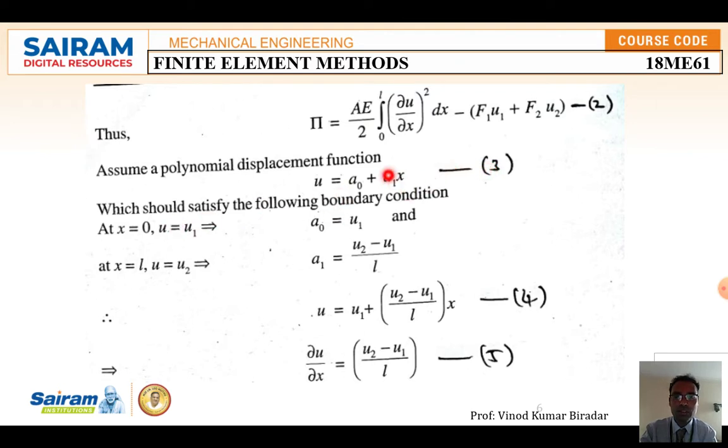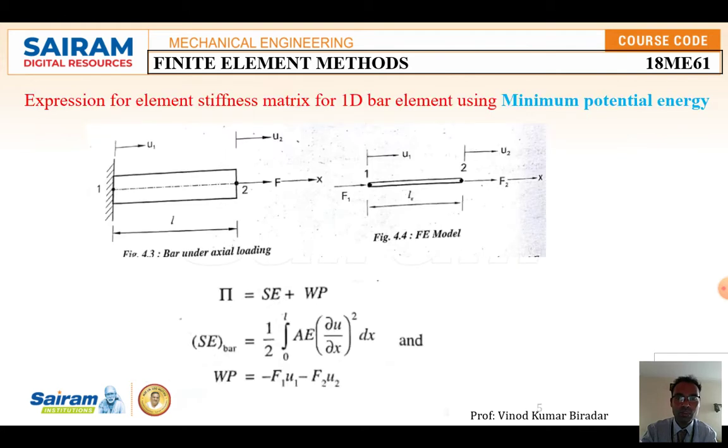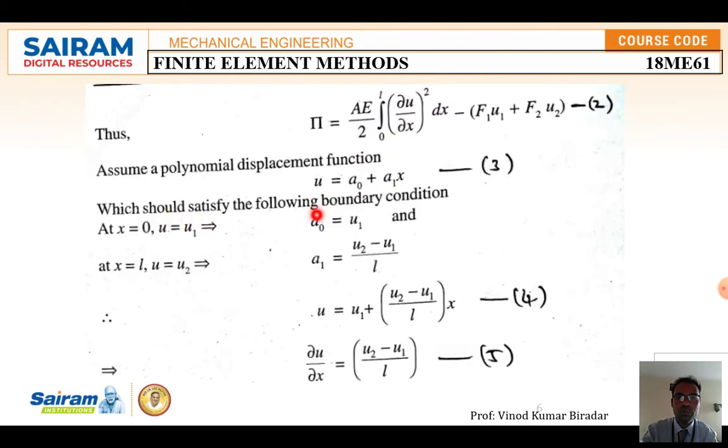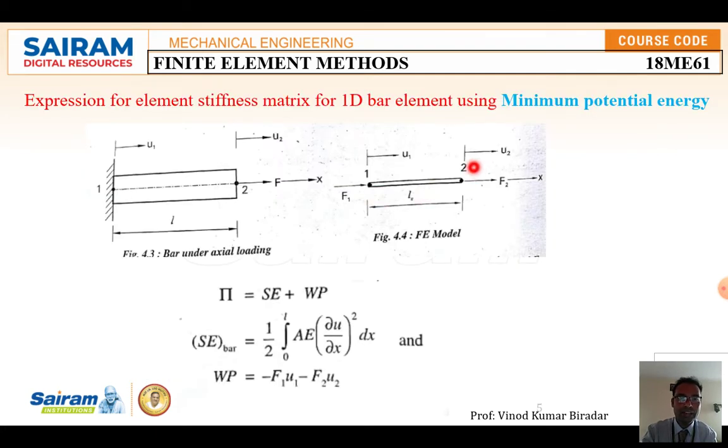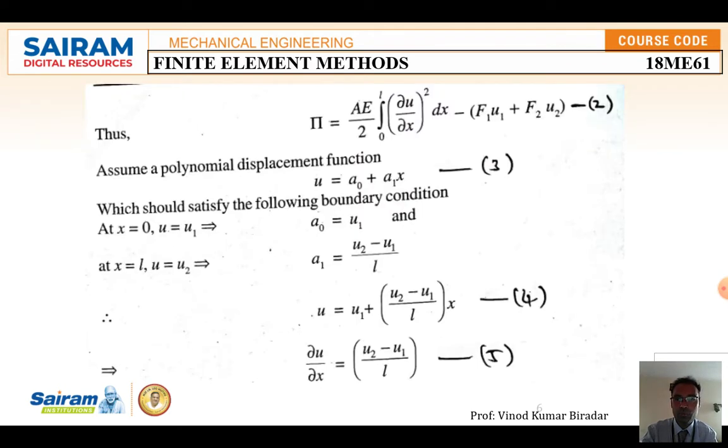Now we need to calculate the du/dx value. So how to do this? By applying the boundary conditions. At node number 1, x is equal to 0, u is equal to u1. Substituting in equation 3, we get a0 is equal to u1. Coming to node number 2, x is equal to L, the total length, and u is equal to u2. Substituting in this equation, we get a1 is equal to (u2 minus u1) by L.